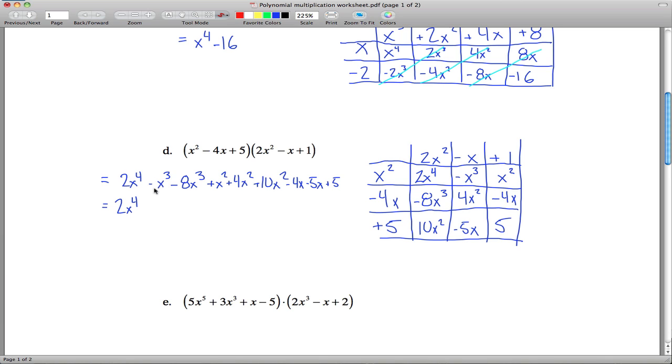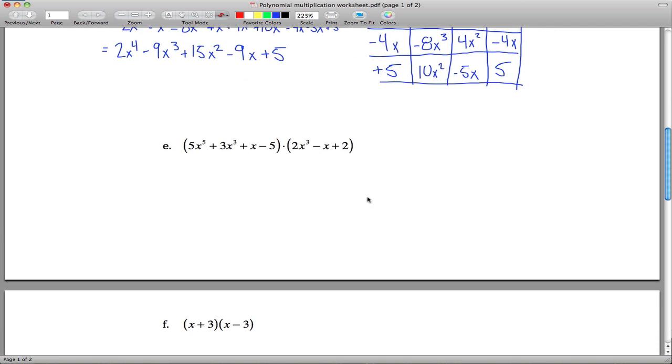See, negative 1 x cubed, negative 8. These are the only two with x cubed. So negative 1 minus 8 is negative 9x cubed. X squareds, I got 3 of those: 1, 4, and 10. So let's see, that's 5 and 10, which is 15x squared. Negative 4x and minus 5 more x gives us minus 9x, and then finally plus 5.